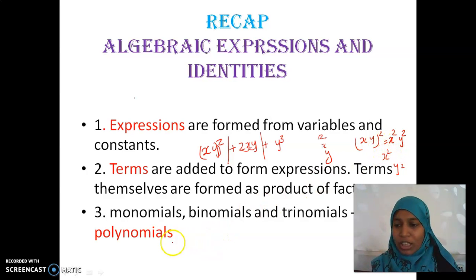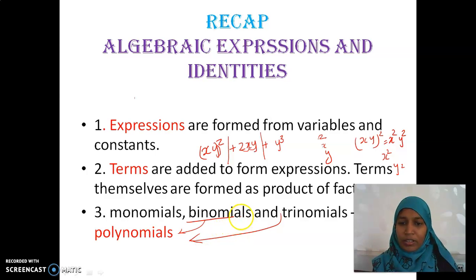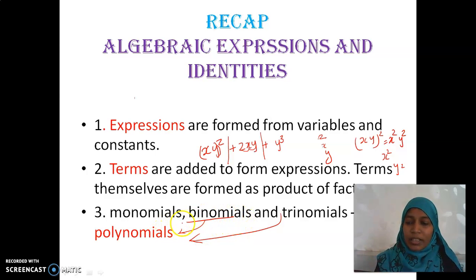And we learnt about the types of polynomials. If it has one term, it is called a monomial. If it has 2 terms, it is a binomial. In general, if an expression consists of one or more terms, I can call it a polynomial. I can even say a binomial is a polynomial. A trinomial is also a polynomial. Hope it is clear.